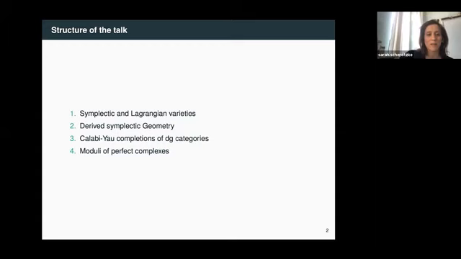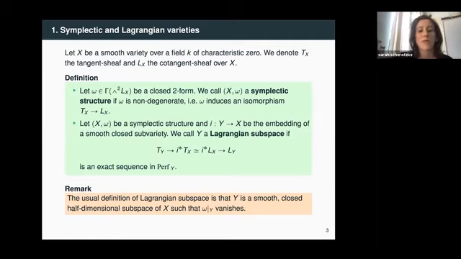Okay, so let me start with what symplectic and Lagrangian varieties are. If we take X to be a smooth variety over a field, let's say of characteristic 0, and we denote T of X the tangent sheaf and L of X the cotangent sheaf over X, then we say that the variety X endowed with a closed two form, which is a global section in the second wedge product of the cotangent sheaf, is symplectic if this form is non-degenerate.